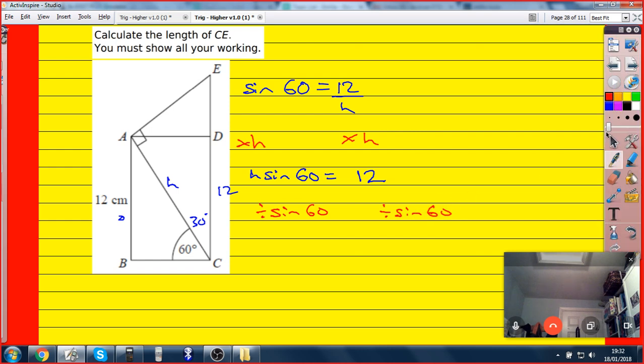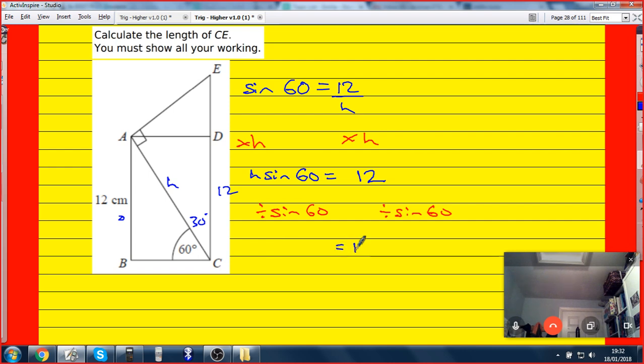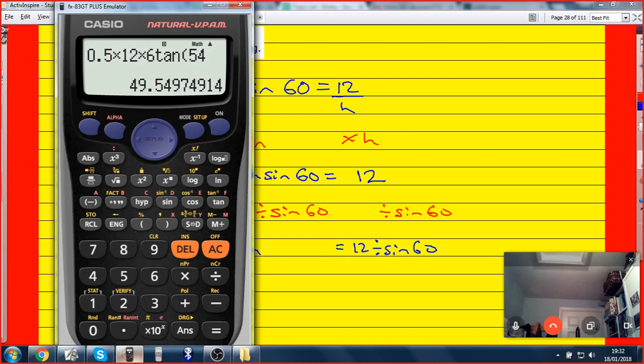That means 12 times sine 60. Oh yeah, you would do 12 divided by sine 60. Okay, so H is 12 divided by sine 60, or you could do 12 over sine 60. That means the same thing.